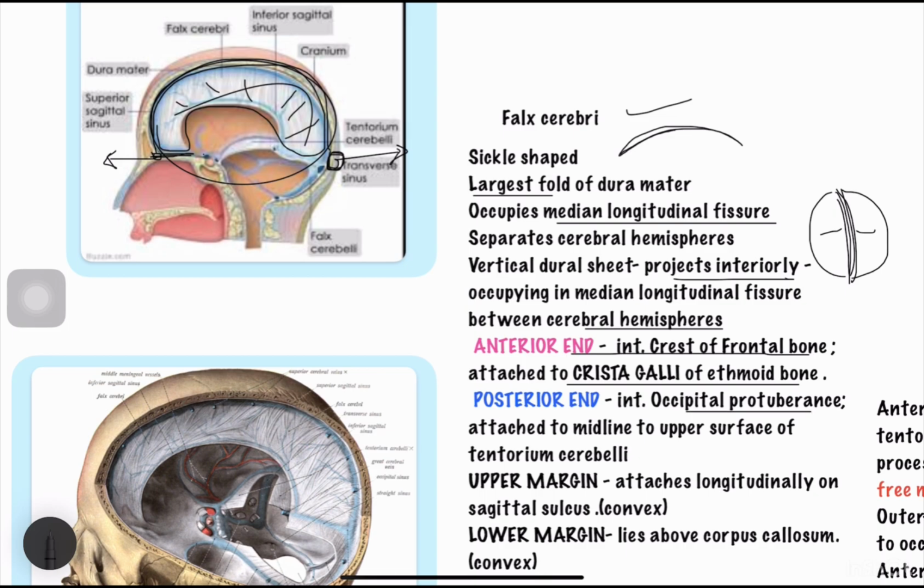And the upper margin attaches along the sagittal sulcus. This is the superior sagittal sulcus, and this is the inferior sagittal sulcus. So these are the sulci made by the inward foldings of the dura mater.